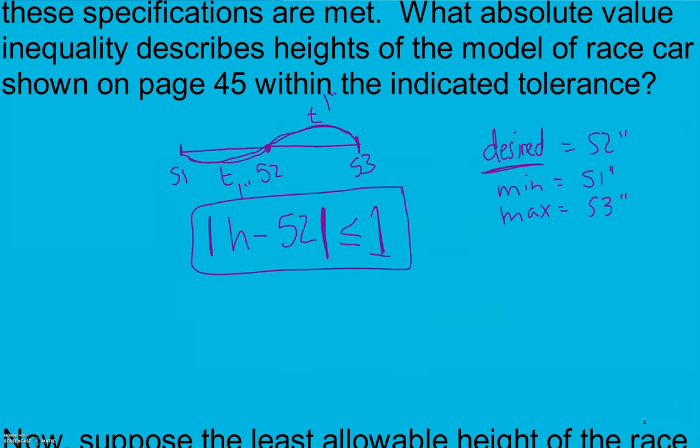So a formula type thing here, guys, and we can do 52 minus h or h minus 52, does not matter. So our measured, that's our variable, minus our desired, that's our goal number, inside our absolute values is less than or equal to our tolerance.